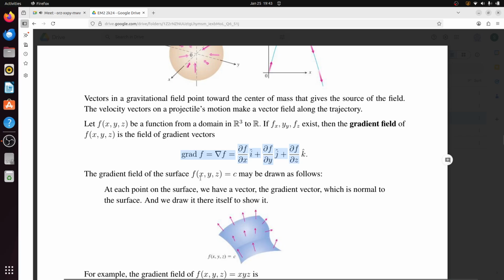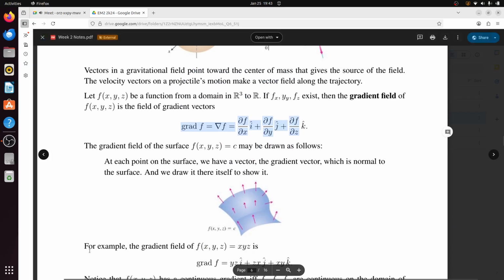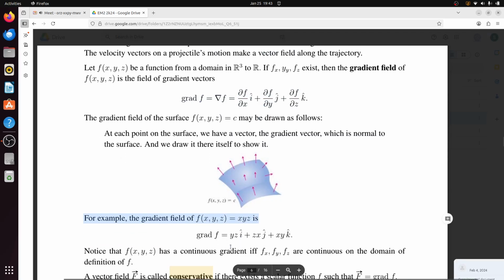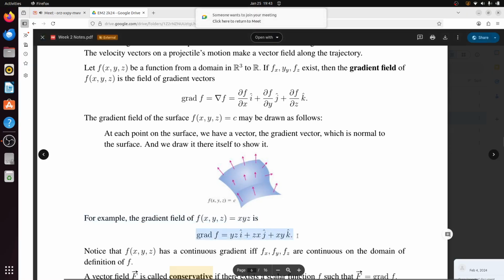Okay, so grad f equal to del f del x i cap plus del f del y j cap plus del f del z k cap. And I am just giving one example. For example, the gradient field of f(x, y, z) equal to xyz will be yz i cap plus zx j cap plus xy k cap.